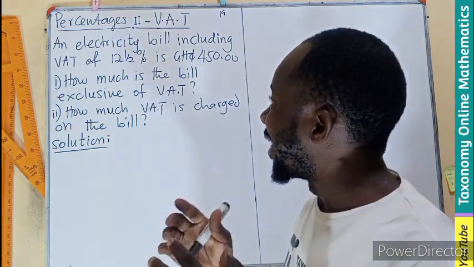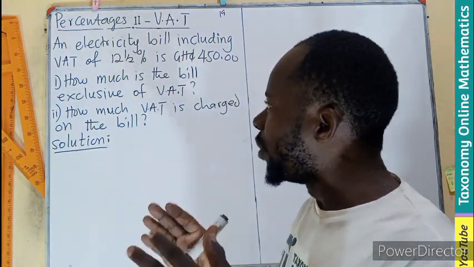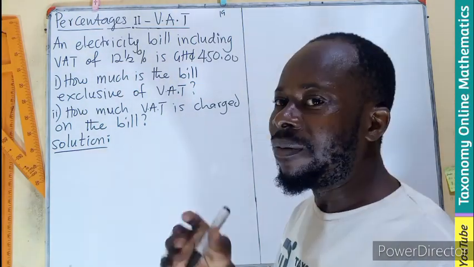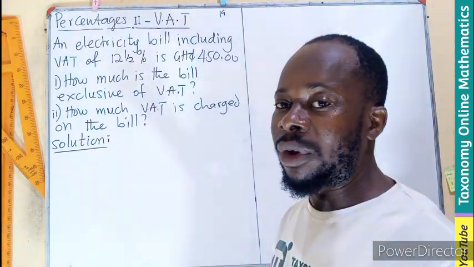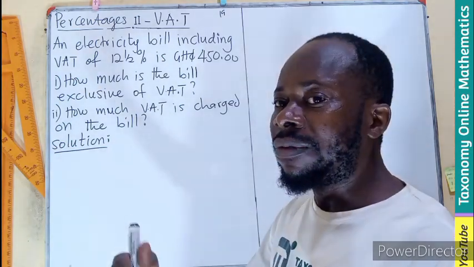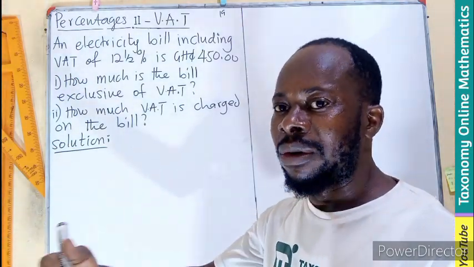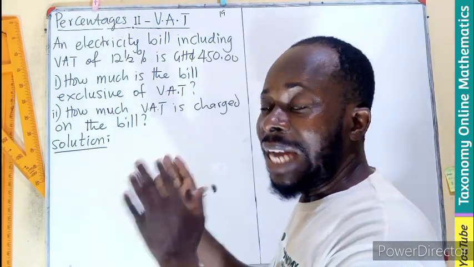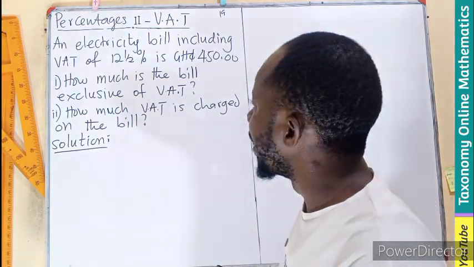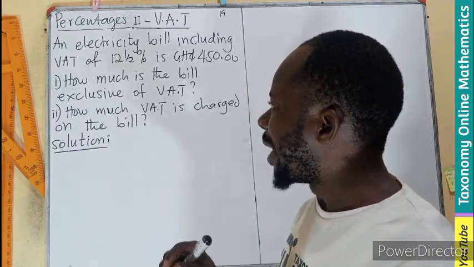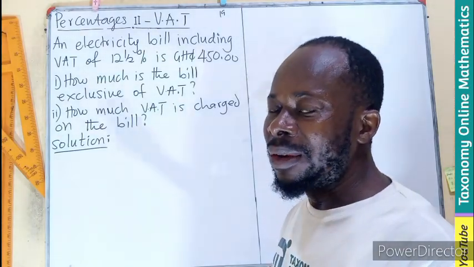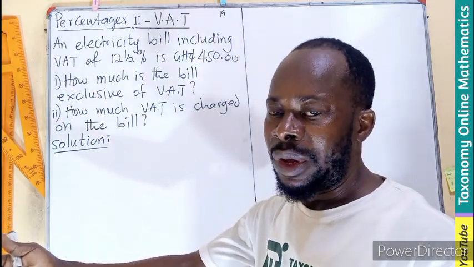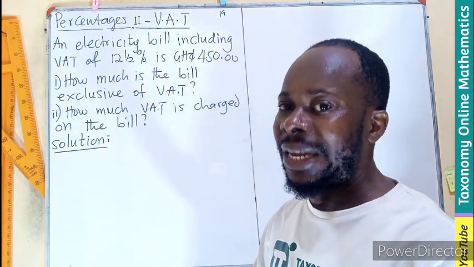VAT. So, an electricity bill including VAT of 12.5% is 450. So this 450 is talking about VAT inclusive cost, the total cost after the basic cost and the charge of VAT has been added. All right. How much is the bill exclusive of VAT? Meaning, what is the basic cost? What is the intended cost of the article before the VAT calculation has been added?